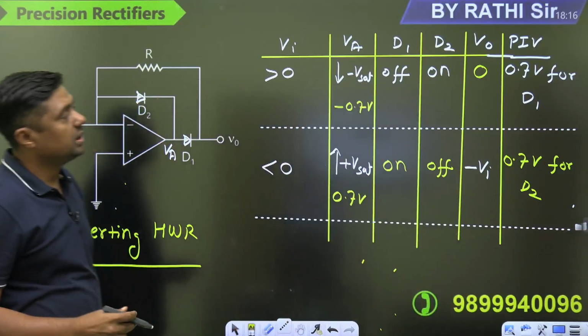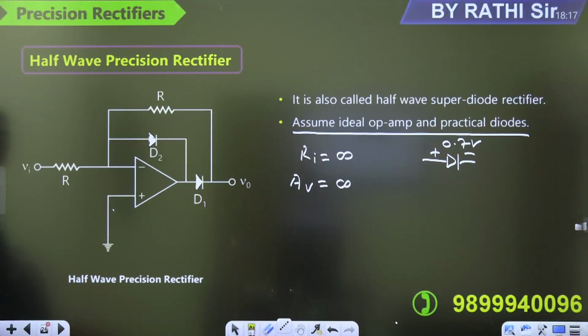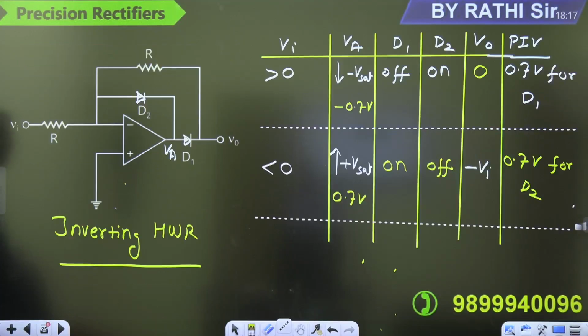Right? That is the case. Now it is clear. So this is a very important diagram, guys. Precision half-wave rectifier. Half-wave precision rectifier, guys.